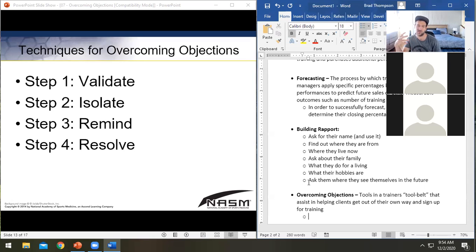Honestly, it's more of the habit that they're trying to instill more than anything. So you're going to remind them of why they even considered this commitment in the first place. And then at the very end, you're going to resolve it.